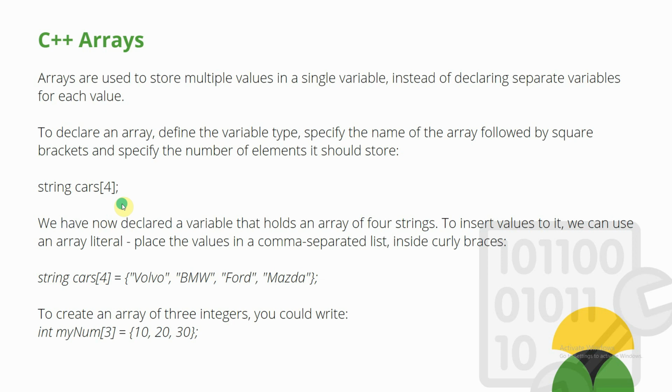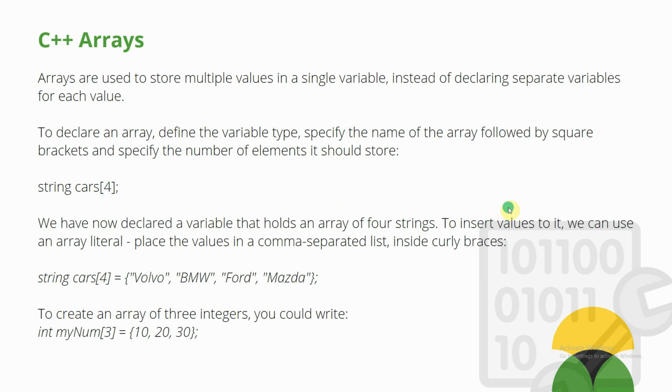So in the example, we have declared a variable that holds an array of 4 strings. So this is the array name, string is the data type, and then it will store four strings.